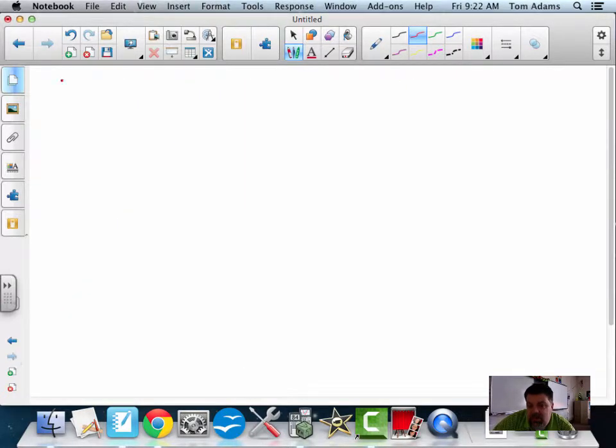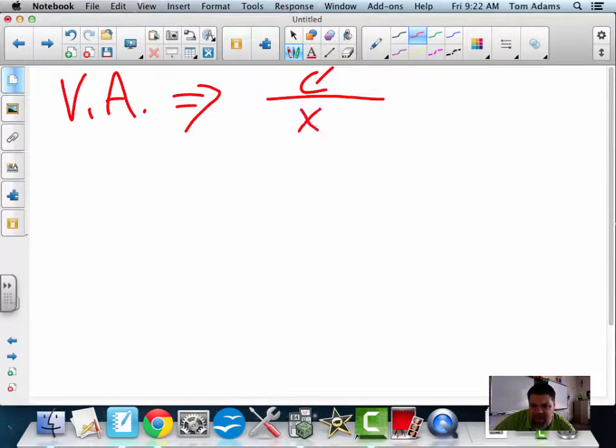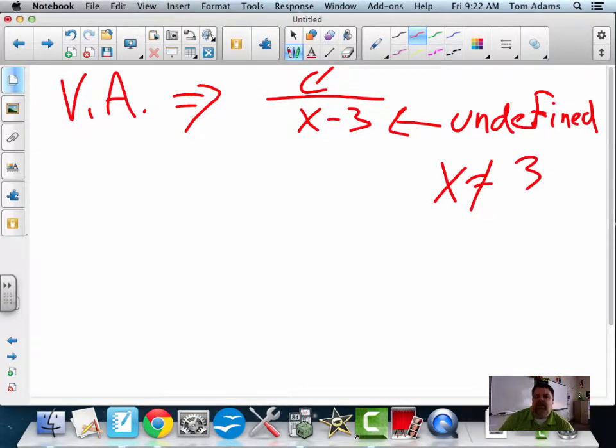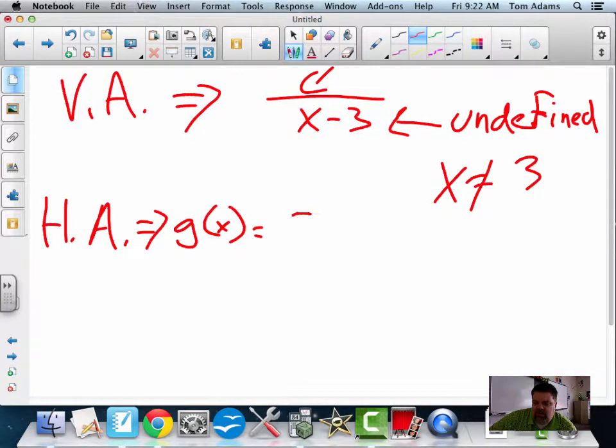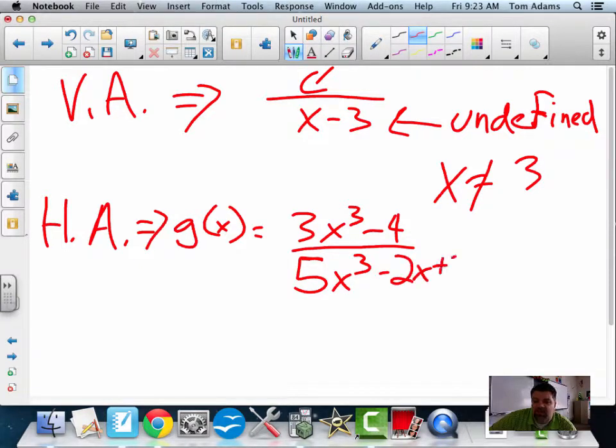And sometimes if we understand what vertical and horizontal asymptotes are, that'll help us out. But a vertical asymptote usually occurs when the expression itself is undefined. In other words, you have an expression of x in the denominator, and that creates a vertical asymptote. For example, 3 could not be an x value, so there would be a vertical asymptote at x equals 3.